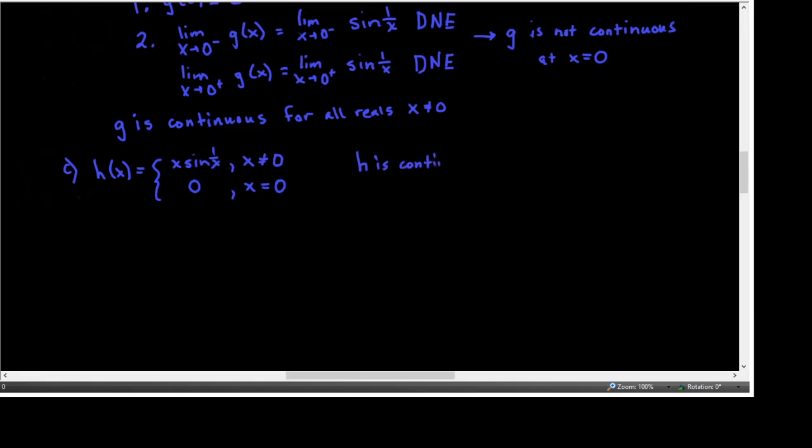everywhere, well, for all real numbers, except perhaps at x equals 0, which we haven't done yet. So let's do the three-part test. Does h of 0 exist? Is it defined? Yes. When x is 0, the answer is supposed to be 0. So we passed the first test.